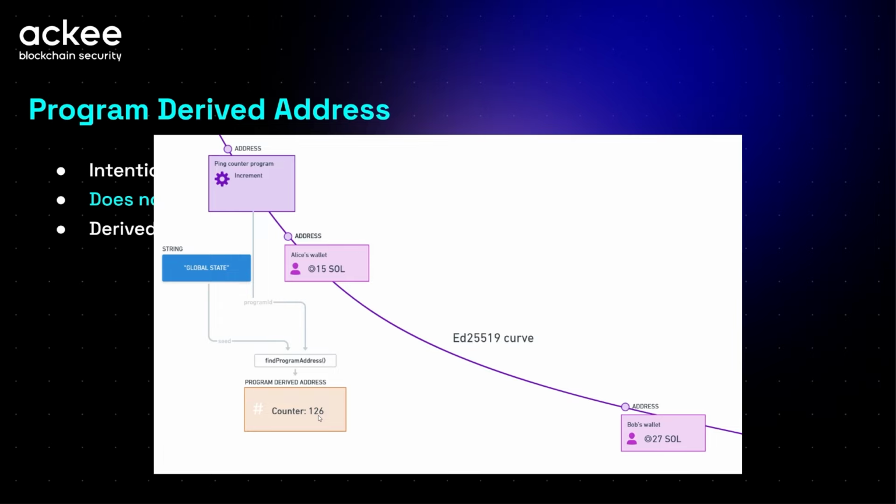126. So again, the idea is that you take the seed, you take the program ID, then there comes the bump that will be used in order to add some addition to the seeds. And as a result, we have the address that is kicked from the elliptic curve. So that means it does not have the corresponding private key.